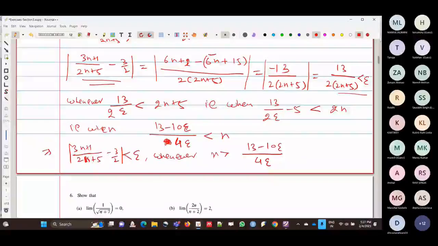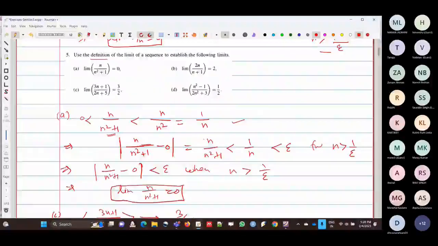Even you can remove this 5, then you can write a simple expression, 13 by 4n. That will be also easy. In that case you won't be getting this part if you are removing 5 from here. So n should be greater than 13 by 4 epsilon. Of course this will be greater than what we have written here. Fine. So this means that the sequence 3n plus 1 divided by 2n plus 5 is converging to 3 by 2. I hope you can do the other questions similarly.